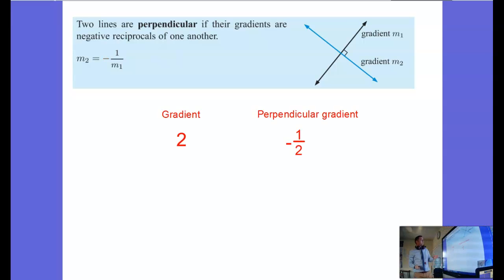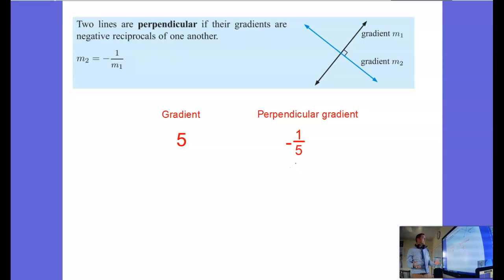So if we have a gradient of 2, then we just do 1 over 2 to make it the reciprocal, and then we put a negative in front of it. So if we have a gradient of 2, the perpendicular gradient will be negative 1 over 2. We do 1 over the number, make it negative. A couple more examples. Gradient of 5, we do 1 over 5 and make it a negative.